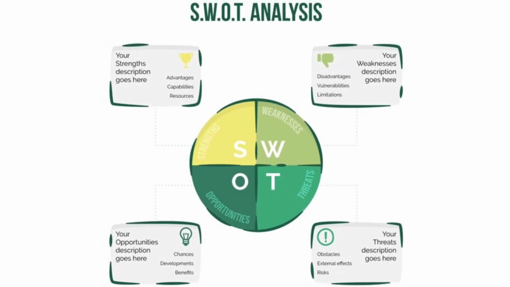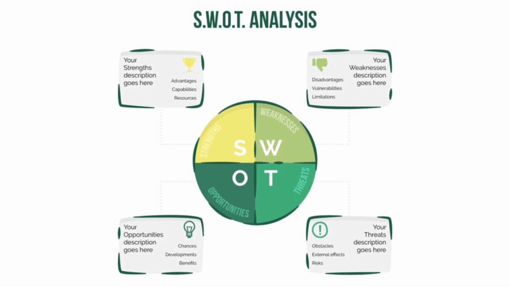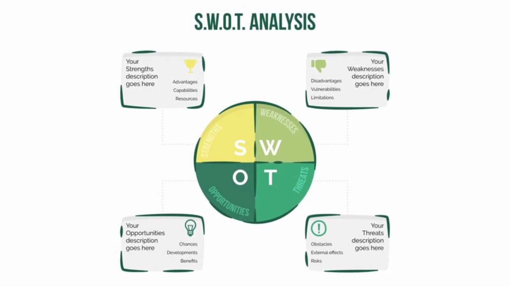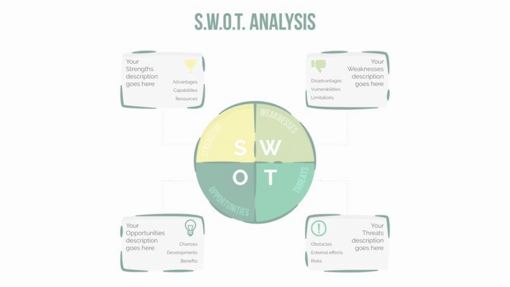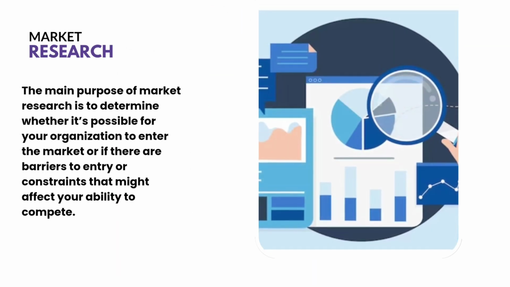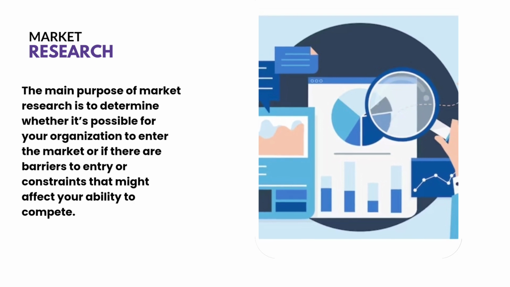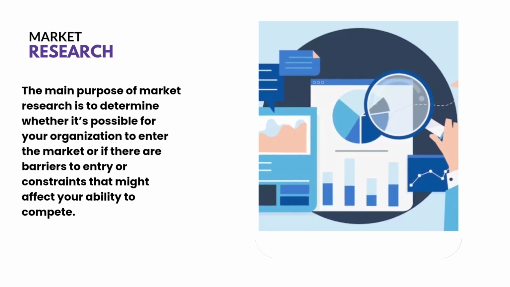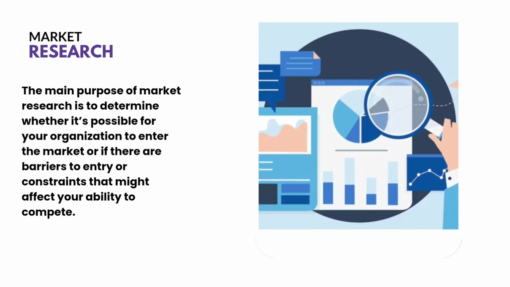It allows organizations to determine how competitive an organization can be by examining its strengths, weaknesses, and the opportunities and threats of the market. Then market research. The main purpose of market research is to determine whether it's possible for the organization to enter the market or if there are barriers to entry.